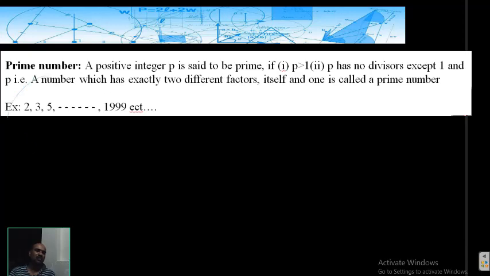Important thing is all prime numbers are odd except 2. Only 2 is the even prime, and that is the least prime. Less than 2, there is no prime number in the natural number sense.